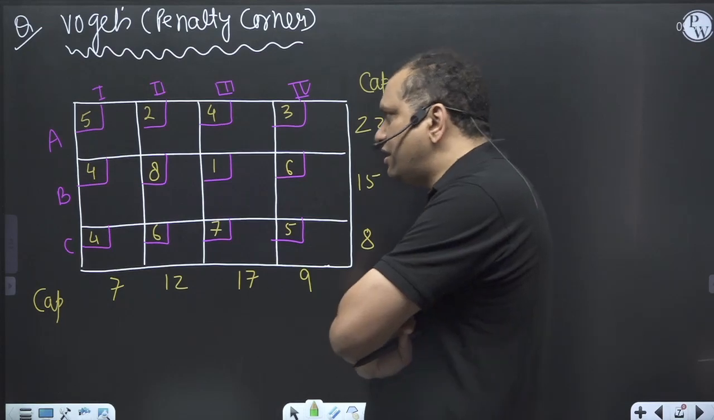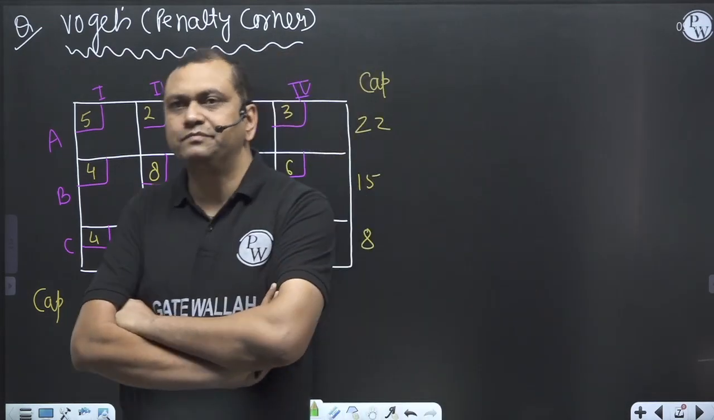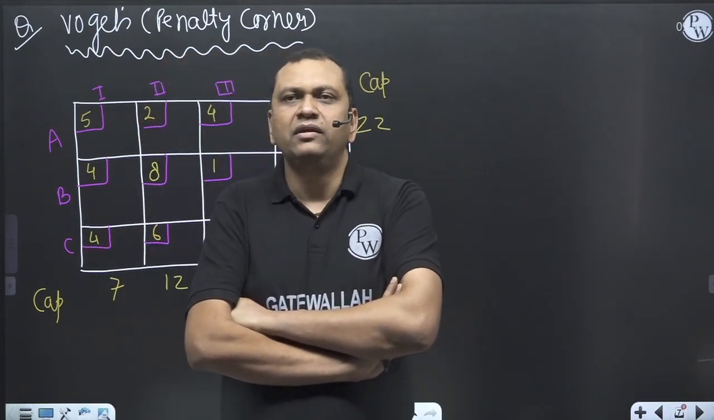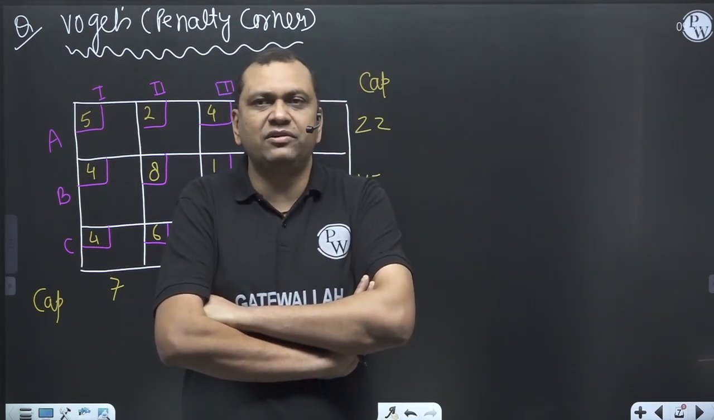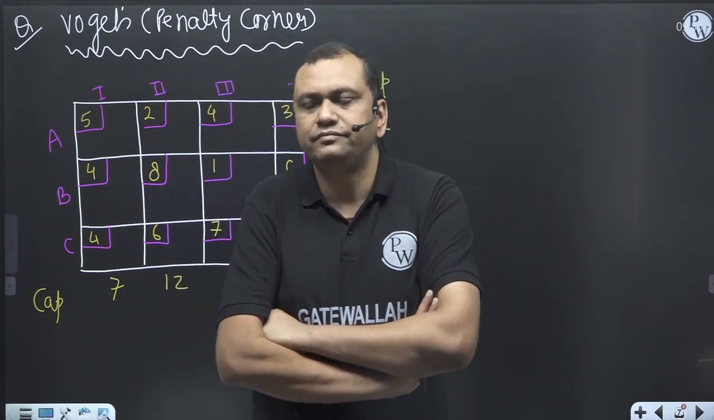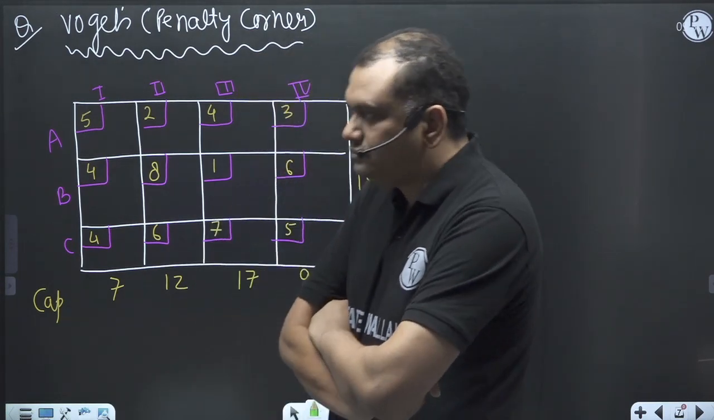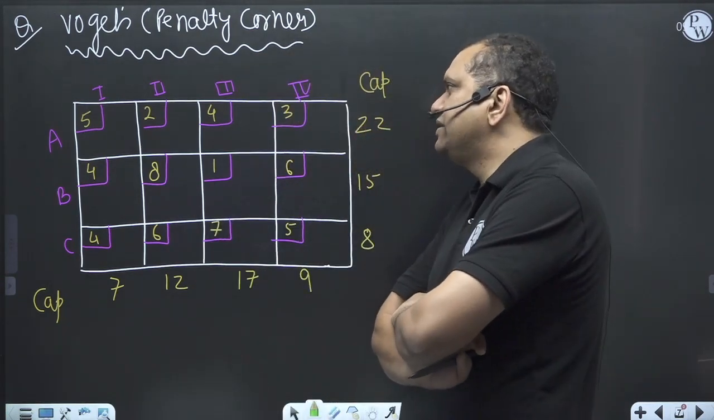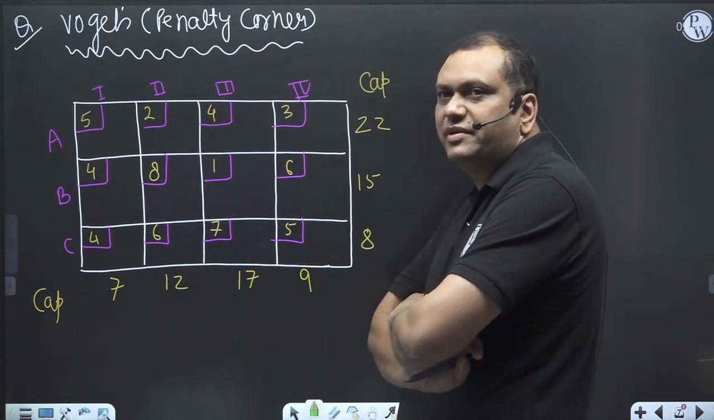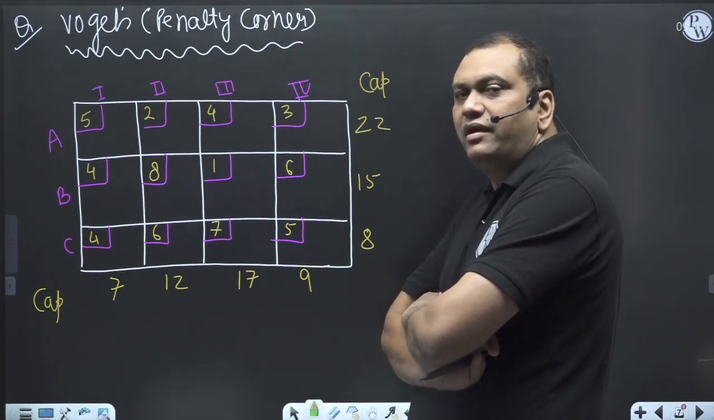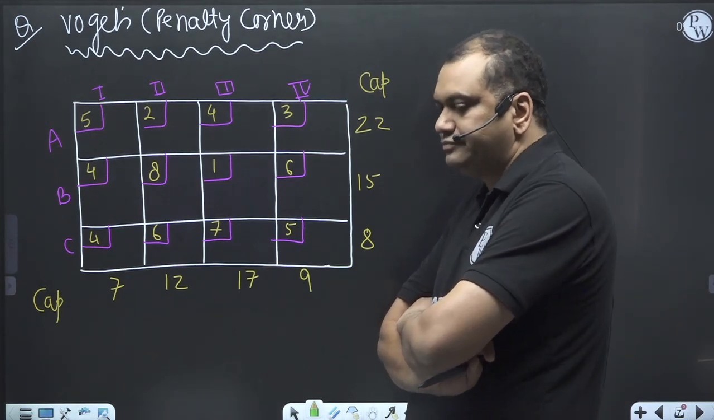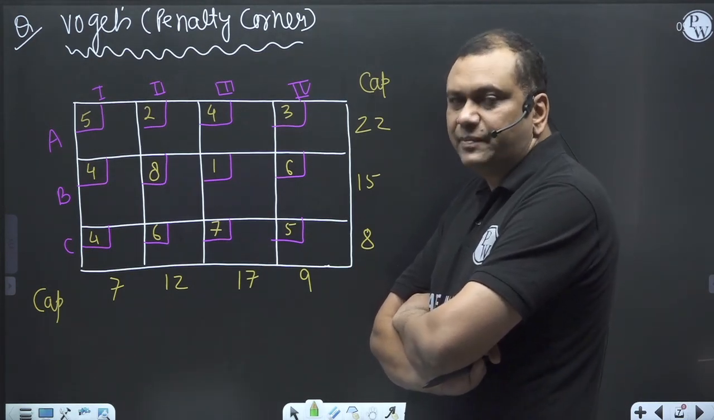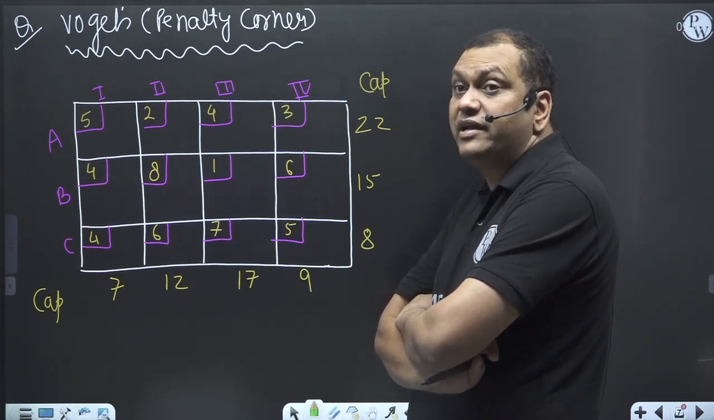There is a third method of finding out the initial basic feasible solution, and this method is called Vogel's approximation method, and it is also called penalty corner method.